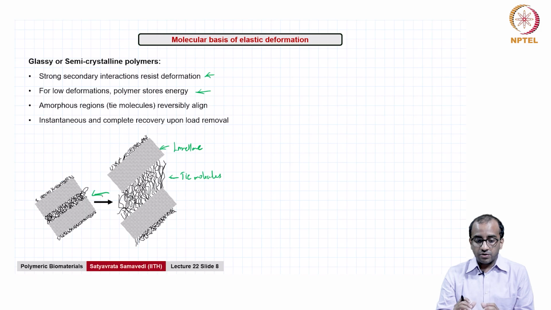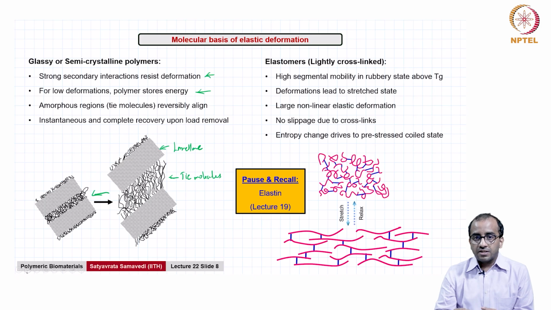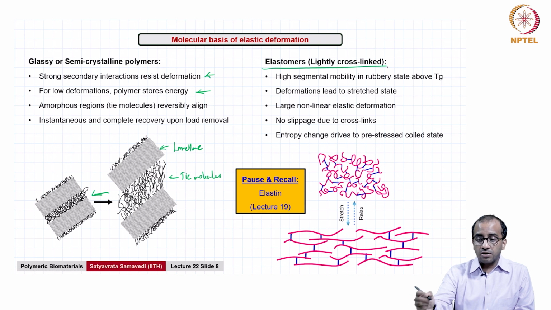So, that is one way to think about glassy or semi-crystalline polymers, the microstructure of those polymers when you mechanically test them under tensile loading. Now, what is the case for elastomers, which is the other type of stress strain curve that we have looked at? Remember from our earlier discussions, elastomers are lightly cross-linked networks, and we have already seen the examples of thermoplastic polyurethane and elastin.